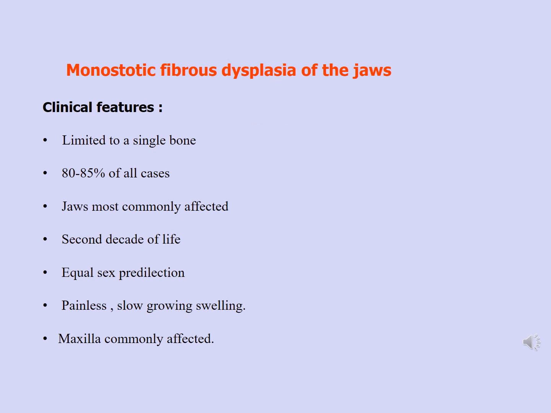So, monostotic fibrous dysplasia of the jaw, the clinical features are it's limited to a single bone. 80 to 85% of all cases are monostotic fibrous dysplasia. Now, jaws are most commonly affected. Second decade of life is the most common age of occurrence. There is equal sex predilection. That means there is no particular gender that is commonly affected. It arises as a painless, slow growing swelling, commonly affecting the maxilla.